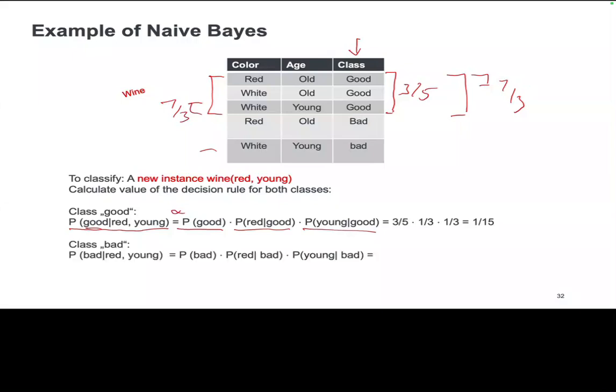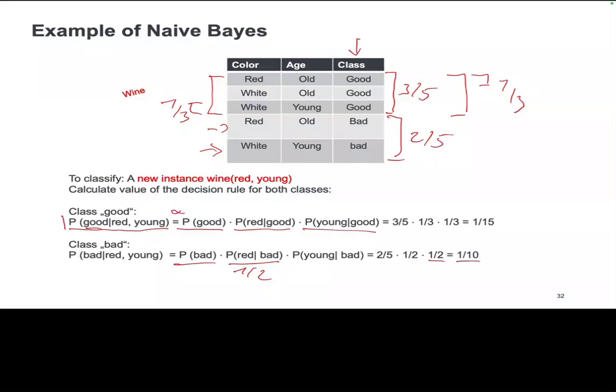We do the same thing for bad, and the prior probability for bad, of course, would be 2 divided by 5, and we count among these 2 how many of these are red. Well, it's just this one, so this would be 1/2, and how many of the bad ones are young? This is just this one, and so this is also 1/2, and so we end up with this term of 1/10.